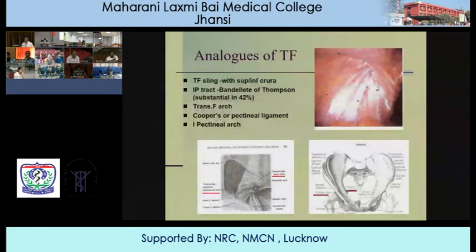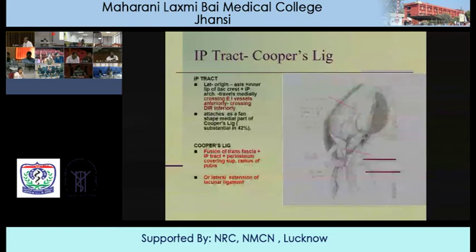The iliopectineal arch as an entity, as far as the genesis or prevention of hernia is concerned, is not very important. Basically this is the iliopubic tract, which is much more clearly seen. See this picture, these fibers, the iliopubic tract, and then you have the reflecting surface.